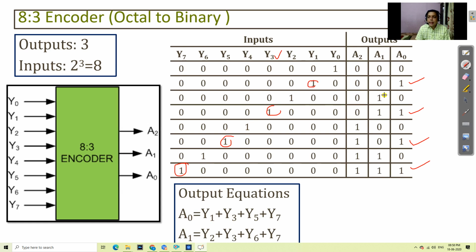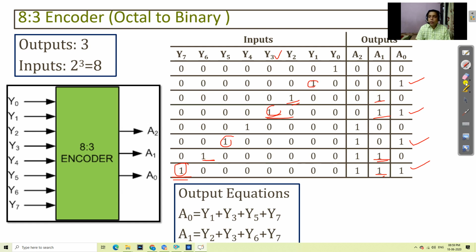Similarly, a1 will be present at this location, which means this will be 1 when y2 is equal to 1, when y3 is equal to 1, when y6 is equal to 1, and when y7 is equal to 1. Hence the output a1 is equal to y2 plus y3 plus y6 plus y7.